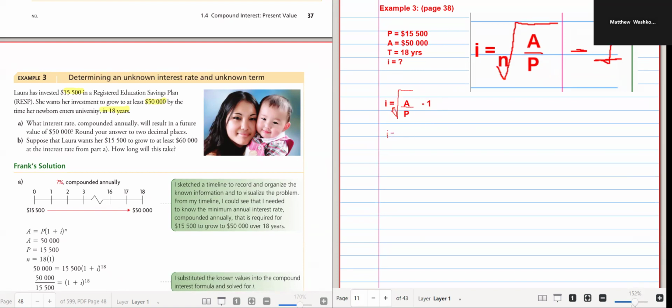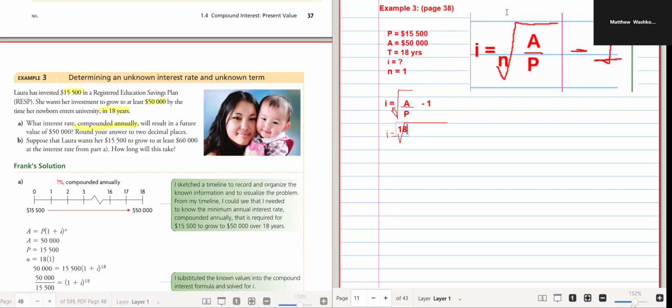So in this case, I is going to be equal to, instead of n, what's n? N is the number of compounding periods, right? What could that possibly be? Well, it doesn't actually say until you read the question further. It's compounded annually. Well, if that's the case, n is 18 years times 1, right? It's 18 times 1, because the t is 18. It's only compounded once per year, but it's done over 18 years.